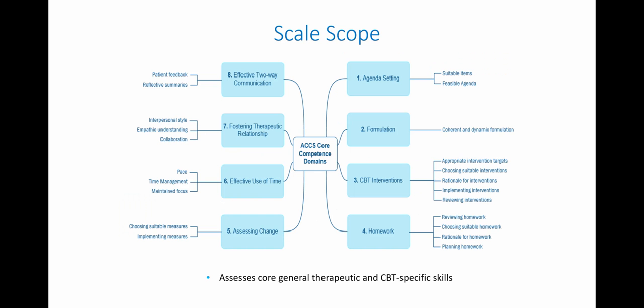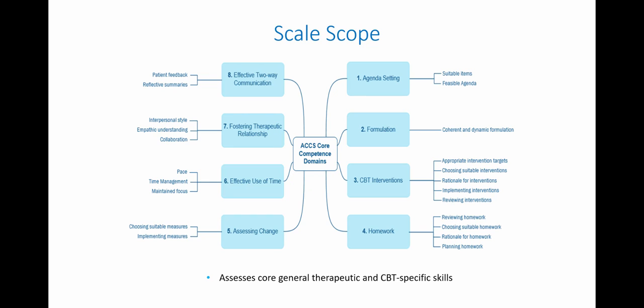The scale assesses therapist performance on the basis of 22 different areas of competence, or 22 different items. These items are grouped together into 8 different domains. So we have agenda setting, formulation, CBT interventions, homework, assessing change, effective use of time, fostering the therapeutic relationship, and effective two-way communication.